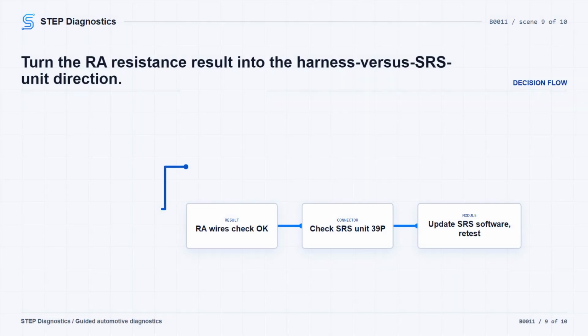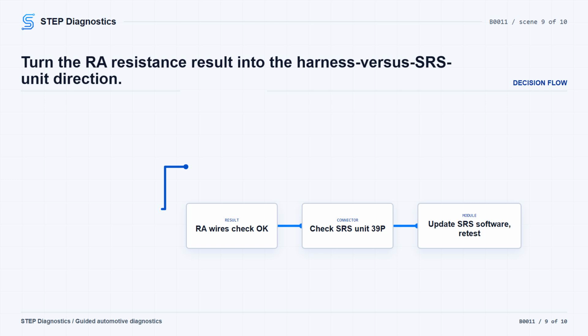If the measurement is 1.0 ohm or less, the RA1 plus, RA1 minus, RA2 plus, and RA2 minus wires are considered okay in this check. At that point, look closely at SRS unit connector A, the 39P connector, and the connection at the SRS unit. If the connection is okay, the path allows replacement of the SRS unit.